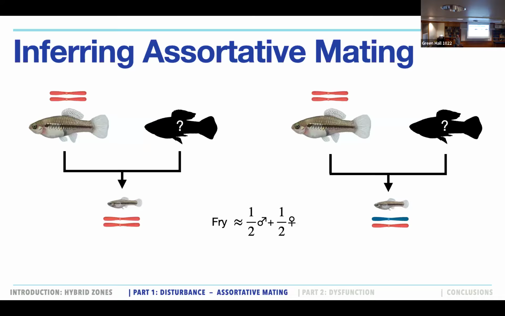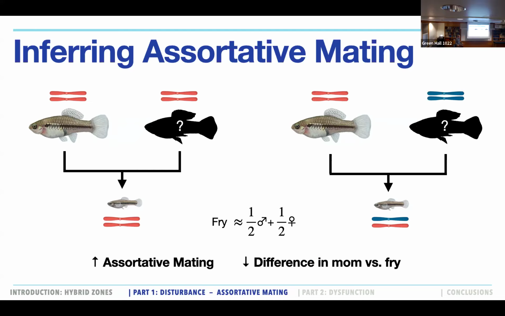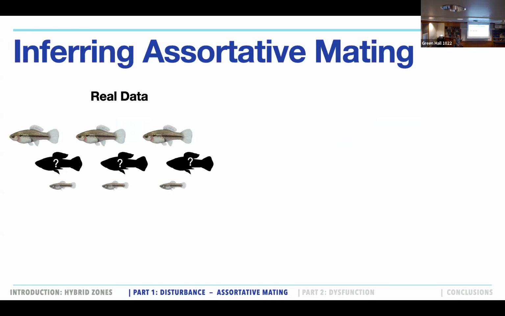And since you're getting half your DNA from both your parents, we can infer that if the offspring ancestry is similar to the mother, then the father must have had similar ancestry. If it's different, then it must have been different. So in general, as a relative metric, we know with increasing assortative mating by ancestry, we have decreasing differences between mothers and fry in their ancestry. And so I use this to infer through simulations the relative strength of assortative mating at these different sites.